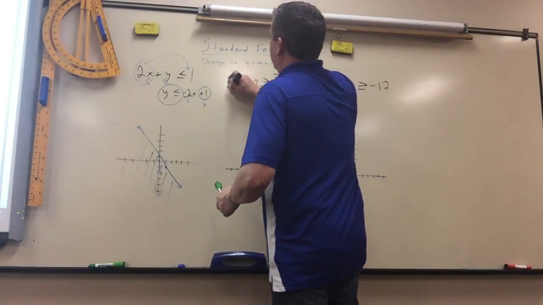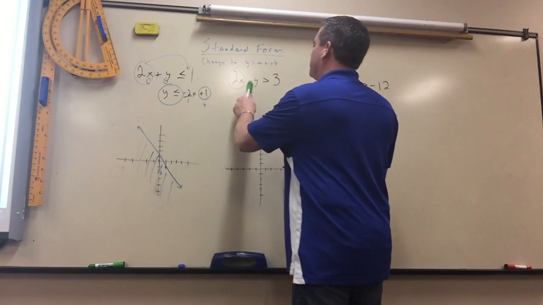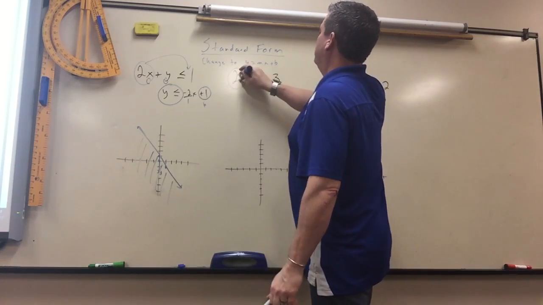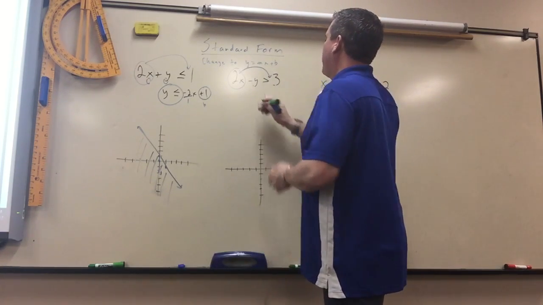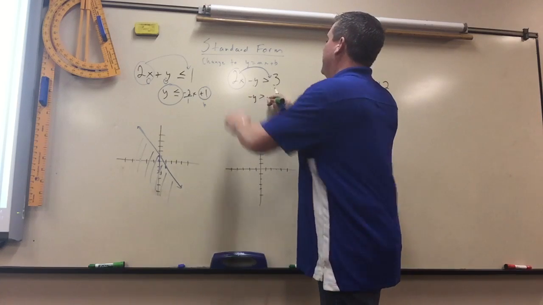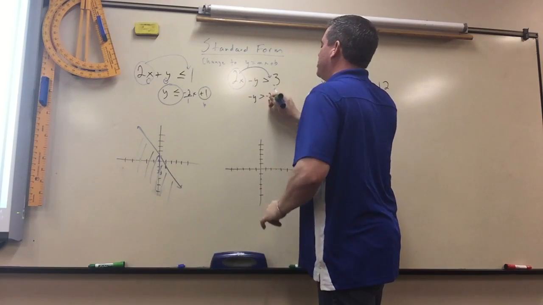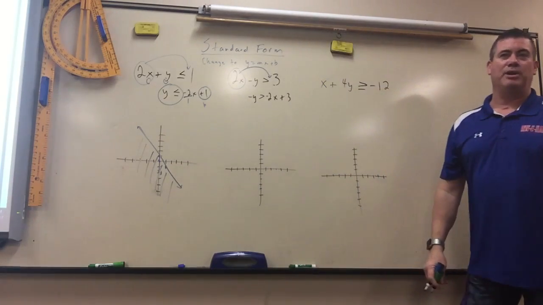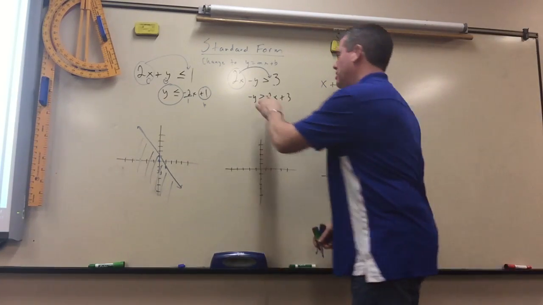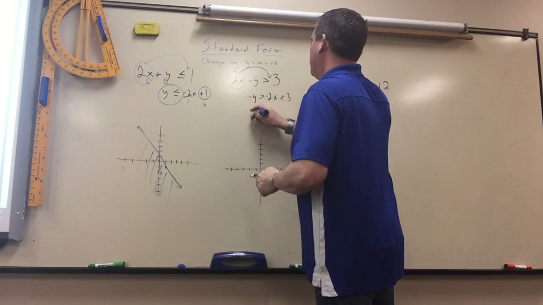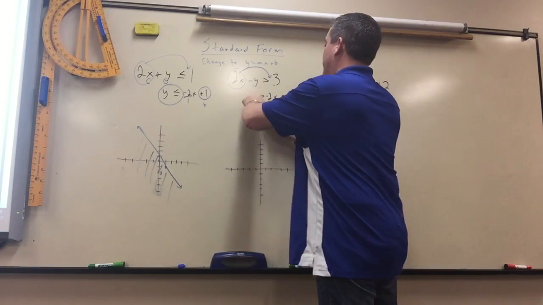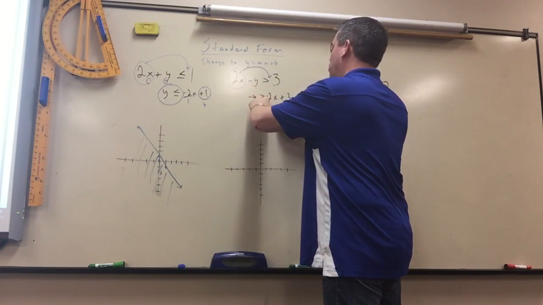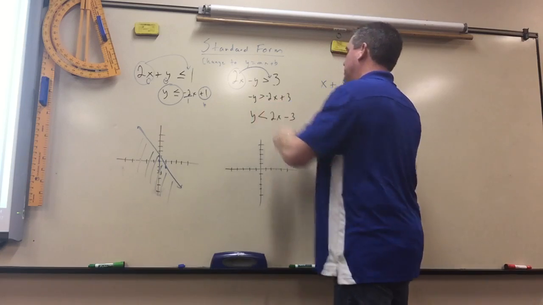For this one, it's almost the same except the sign's different and that's different. So I have to move the x over. It just changes signs, changes to negative 2x. Then, if the y is negative, what do you have to do? Change all the signs, including the direction. So y is less than 2x minus 3.